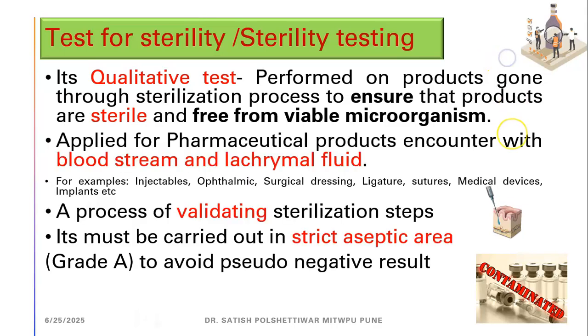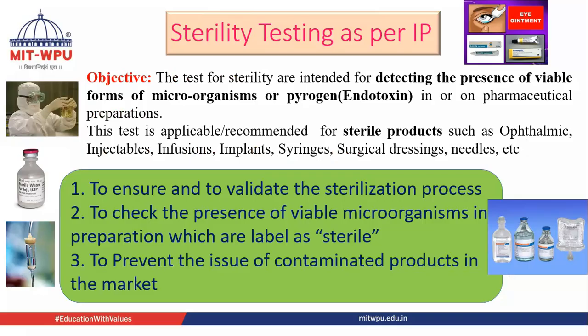This is the test applied for products which directly come in contact with the bloodstream and lacrimal fluids. And this is the process of validation of sterilization steps. It must be carried out in a strict aseptic area that we discussed in the clean room classification, the different classes: class A, class B, class C, class D. Grade A area is also called class 100 area, which is mostly used to manufacture these sterile products.